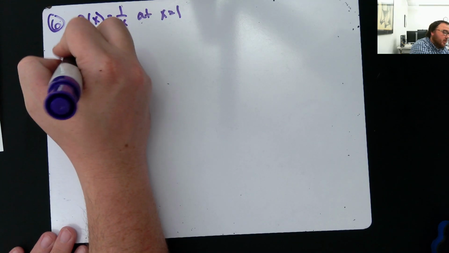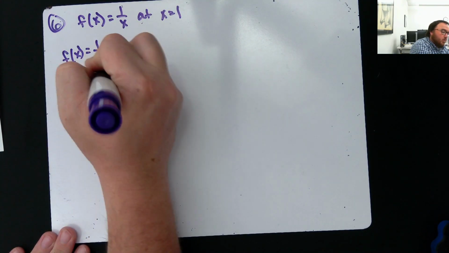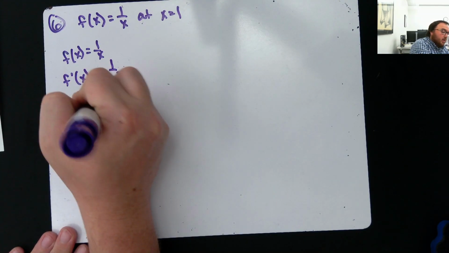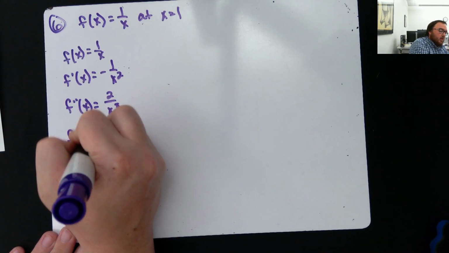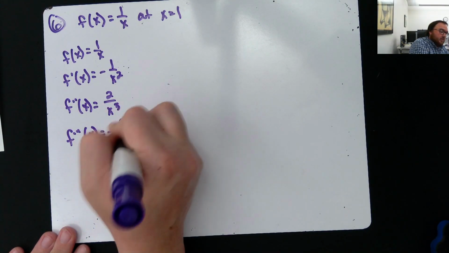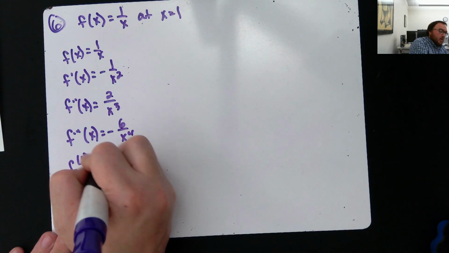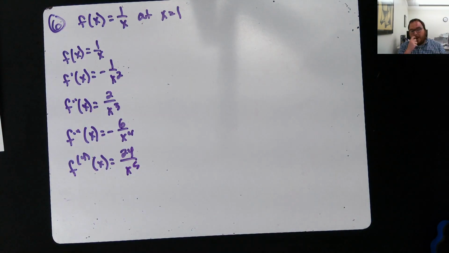So the function is 1 over x. The first derivative, negative 1 over x squared. Second derivative is 2 over x cubed. The third derivative is negative 6 over x to the fourth. The fourth derivative is going to be 24 over x to the fifth. Make sure you know how to get those. I used the power rule.